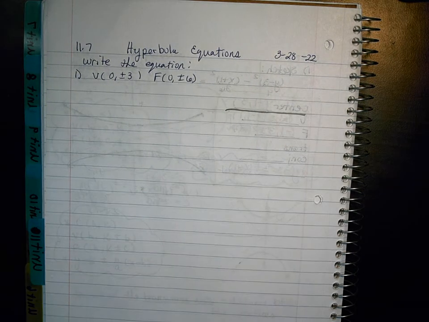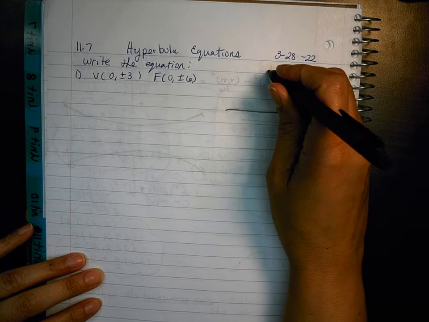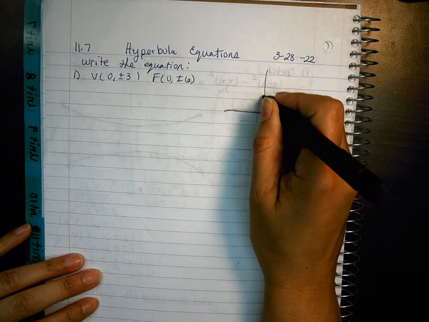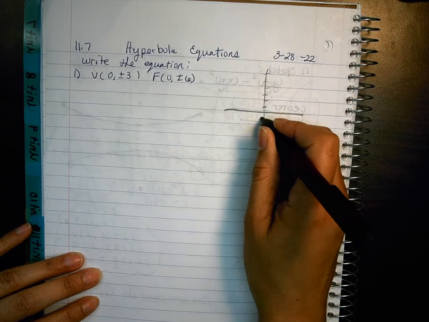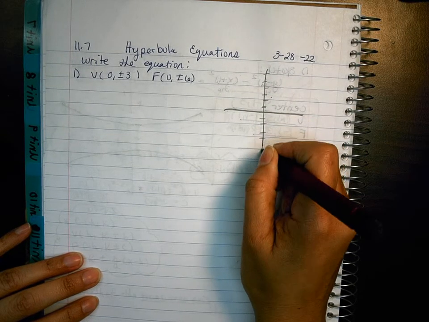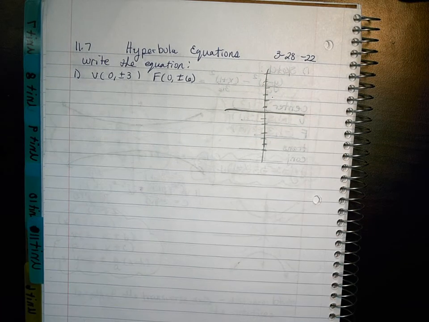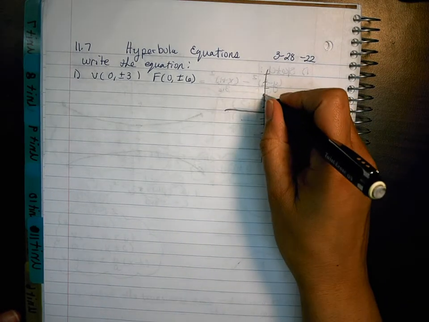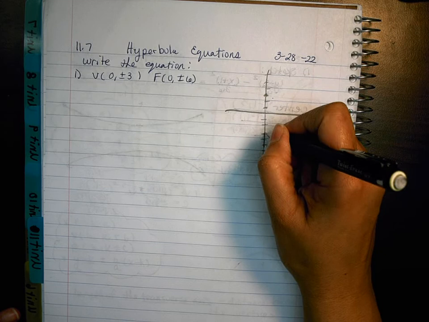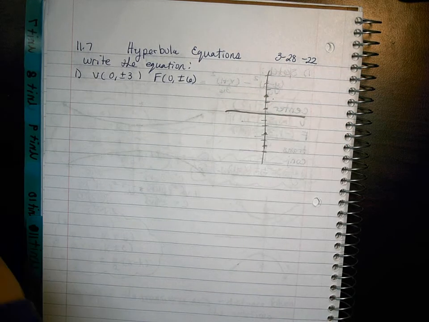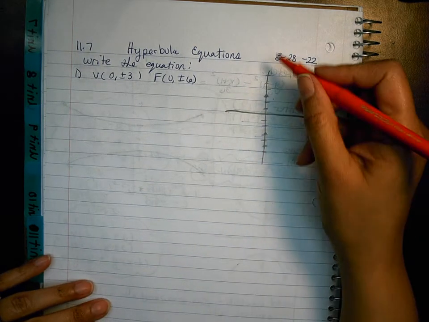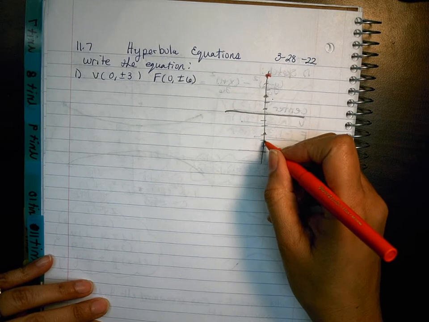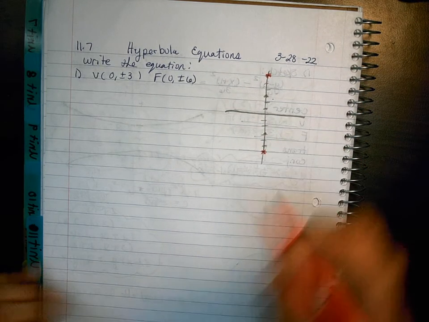So we are going to sketch the given information. You're going to do the same if you haven't already. 1, 2, 3, 4, 5, 6. 1, 2, 3 for the vertices, and 1, 2, negative 3 for the vertices. And then up and down 6, 3, 4, 5, 6 for the foci. All right.